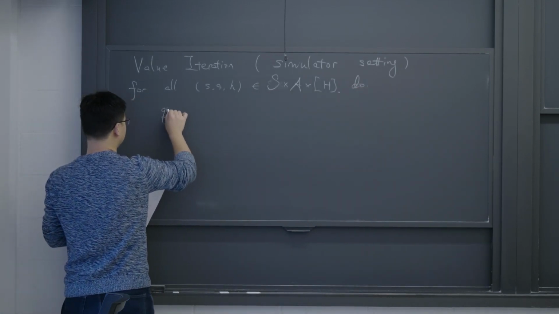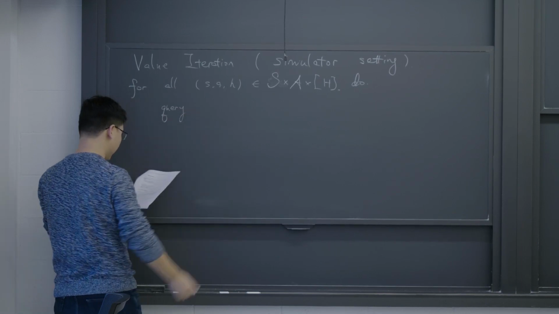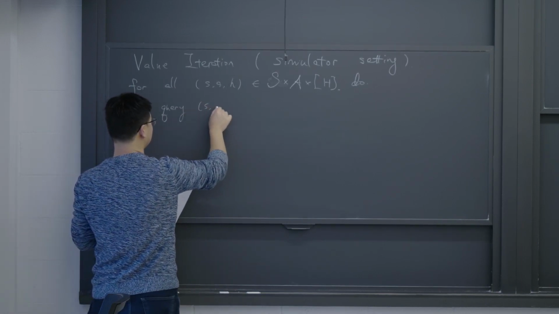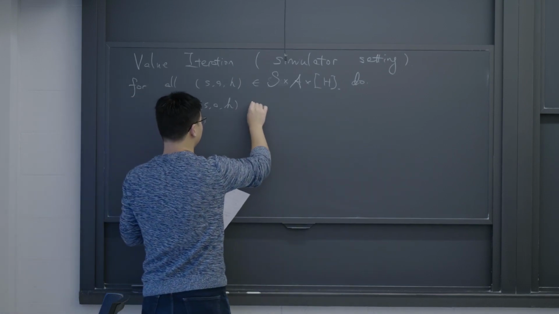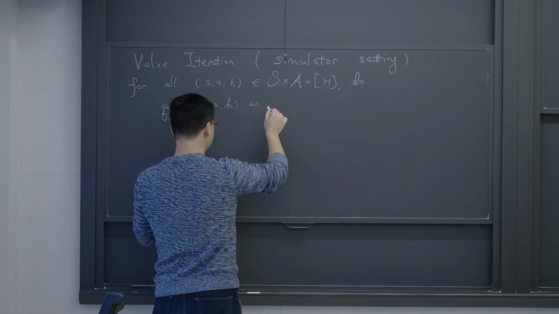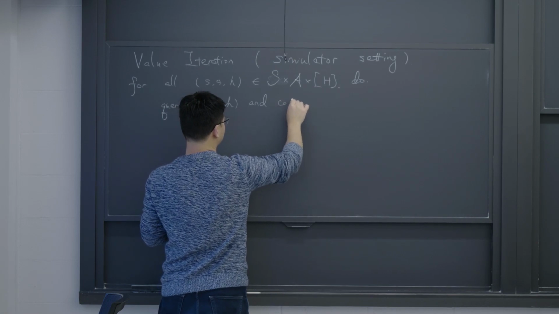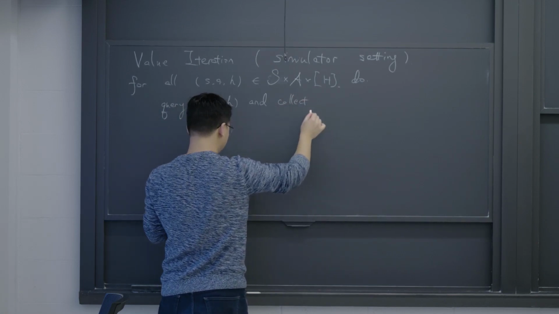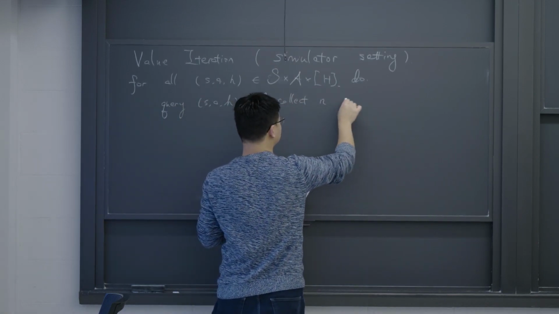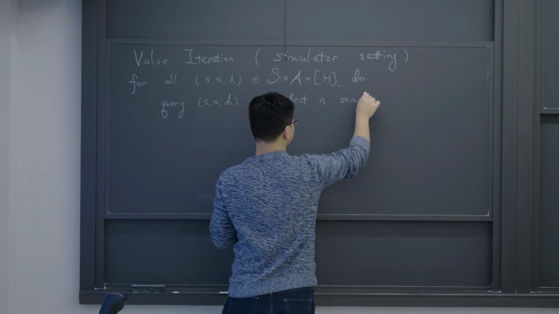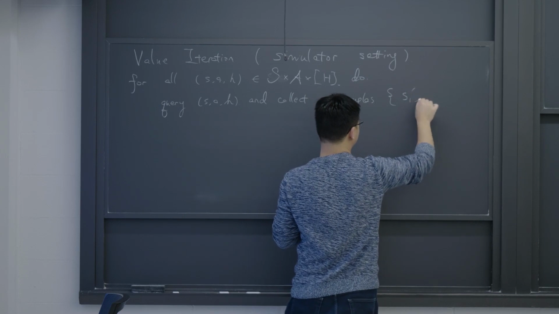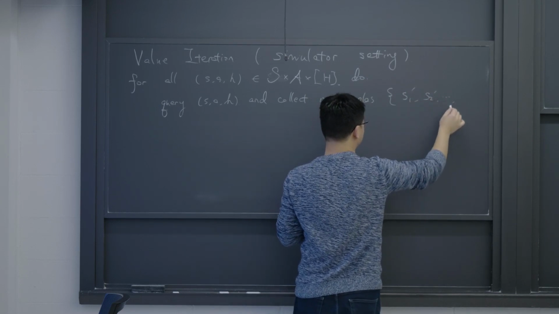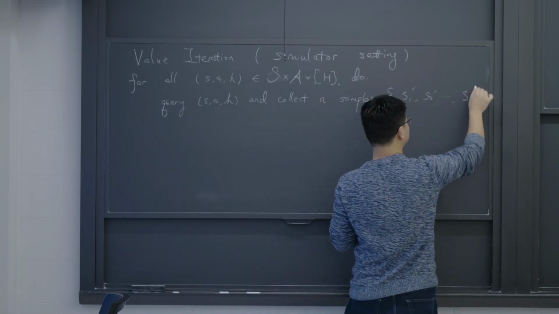We query the simulator. Just remember, in the simulator, we take a state, action, and step as input. We query the simulator n times, so we collect n samples of next states. That is, suppose we collect s1 prime, s2 prime, until sn prime.